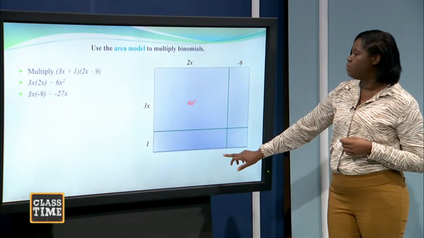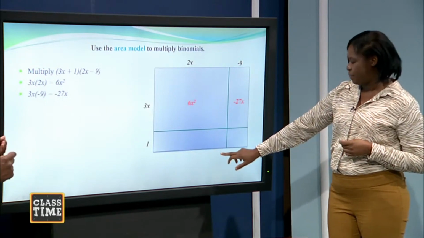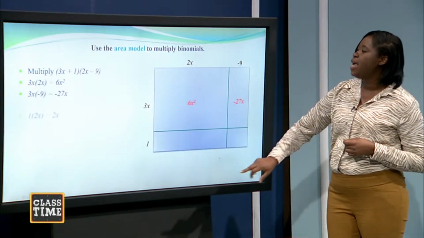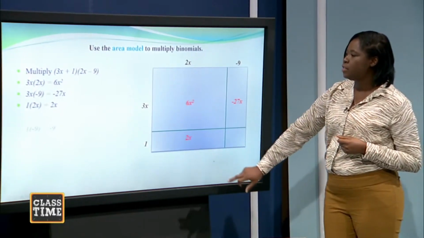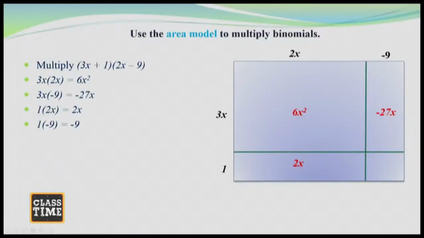And 3x times negative 9 would give us negative 27x. Then we'd have 1 times 2x, which is 2x. And the next area would be 1 times negative 9, which would be negative 9. And of course, we would add all these areas, so we would have 6x squared, and being subtracted, negative 27x, and we add 2x and subtract 9.